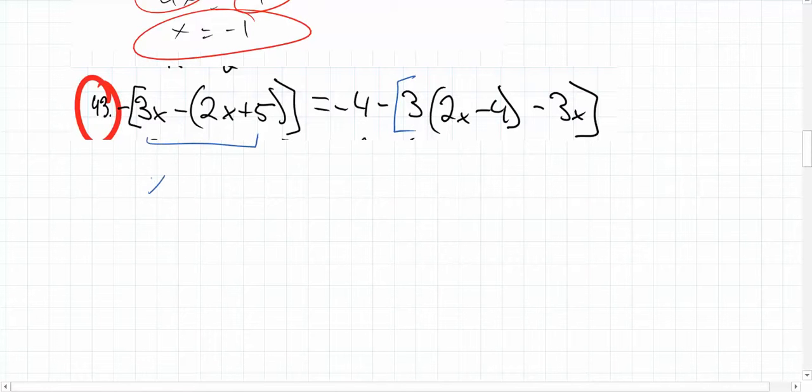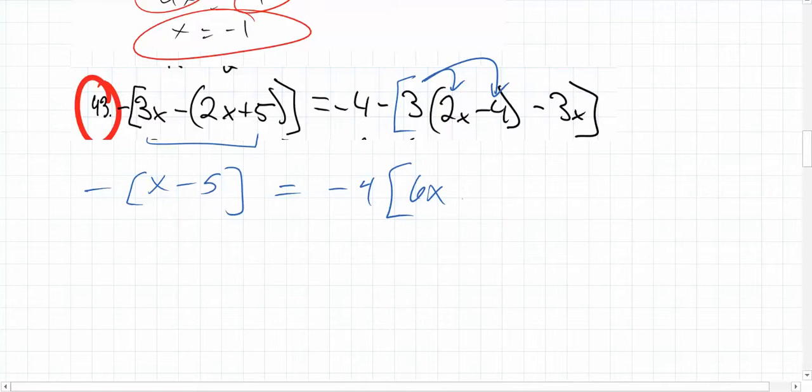What did that become? X minus 5, and there's a negative on the outside, equals negative 4 times, what happens to the inside here? What's 3 times 2x? 6x. 3 times negative 4? Minus 12 minus 3x. Okay, so now we distribute here to get negative x plus 5.